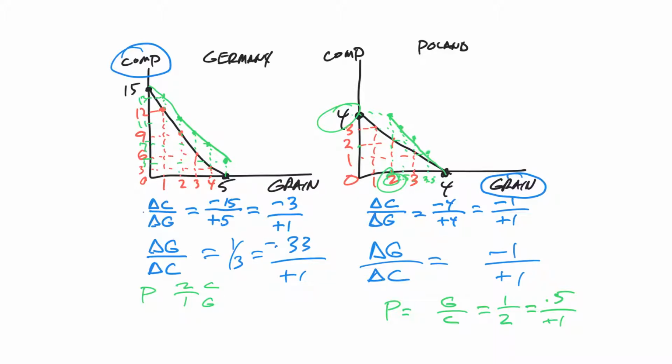Now there's another question. It says, what happens if the productivity in Poland doubles? So instead of producing 4 computers or 4 units of grain, they now can produce 8 computers or 8 units of grain. What happens there? Well, who has the absolute advantage now in computers? Well, Germany produces 15, Poland produces 8. Germany still has the absolute advantage in computers. However, Poland now has the absolute advantage in grain. They can produce 8, Germany 5.